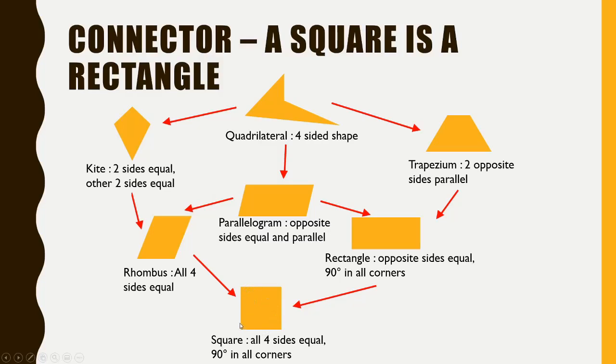All four sides are equal, opposite sides are equal. And so we've got the opposite sides are equal and 90 degrees in the corner from the rectangle. We've got the rhombus where all four sides are equal, merging together to form that square.